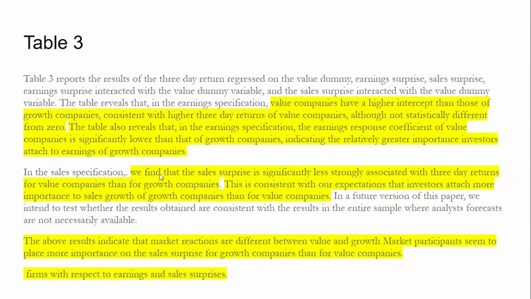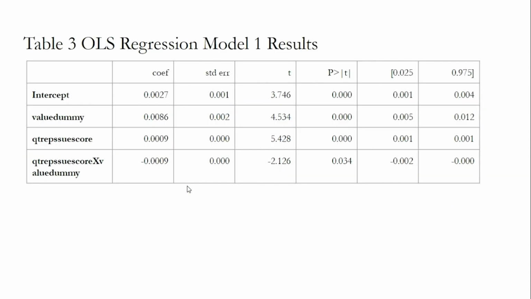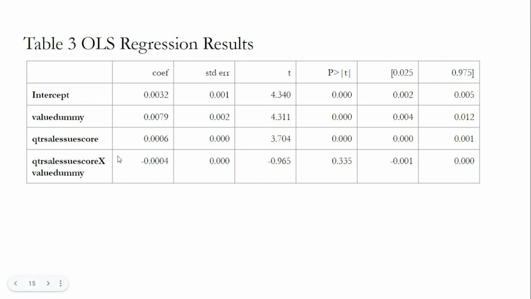In the sales specification, we find that sales surprise is significantly less strongly associated with 3-day returns for value companies than for growth companies. And so, if you think about that, if the sales surprise is significantly less strongly associated for value companies than for growth companies, that means the interaction term here on sales will be negative. And sure enough, it is.